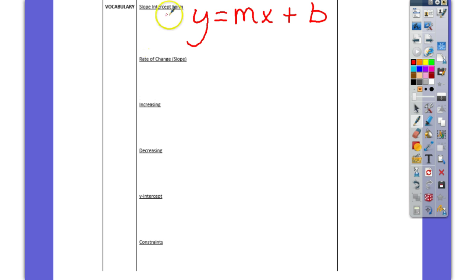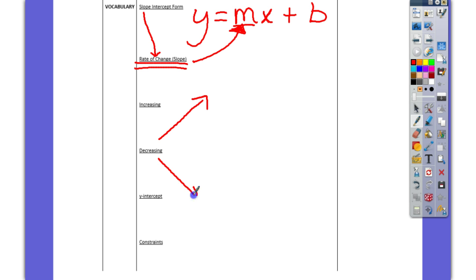Another name for slope is rate of change. Which one of these variables stands for the rate of change or the slope? Which letter is the slope? The m. Whatever's with the x, that number, that is always your slope, your rate of change. An increasing slope, a positive slope, goes that way. A decreasing slope goes that way.